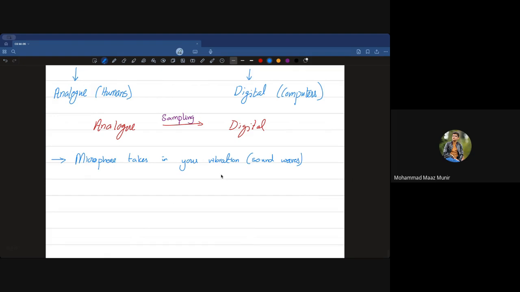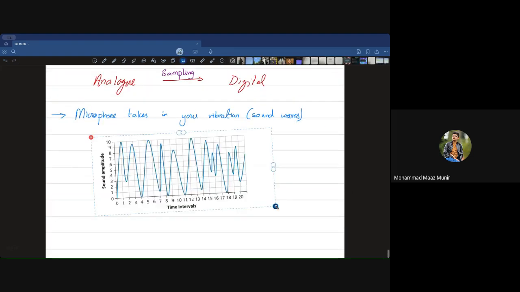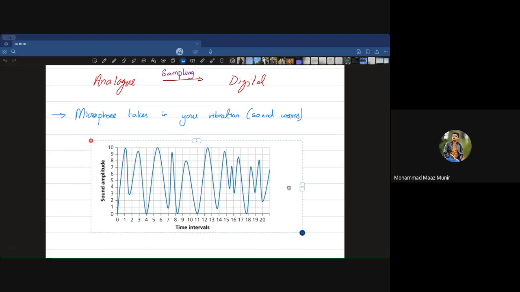See, it's not that complicated. It's pretty straightforward. So this one diagram is discussed there in your book, and it is explaining the process of sampling. When I'm speaking in front of a microphone, at one point I might be speaking a bit louder, and at another point I might be speaking lower in voice. Sometimes I might be speaking at a very high pitch, whereas at other times it might be very low.